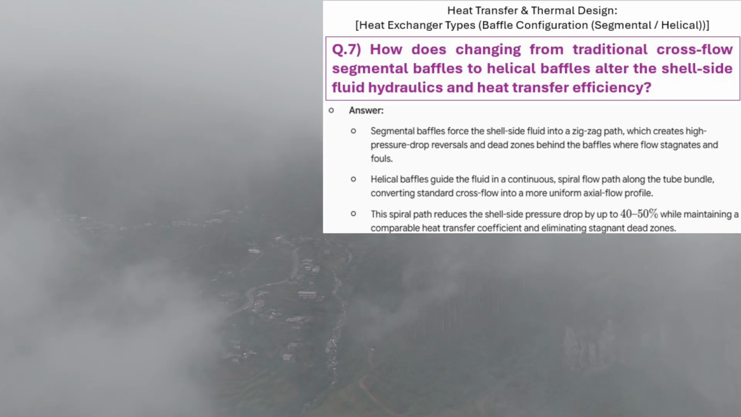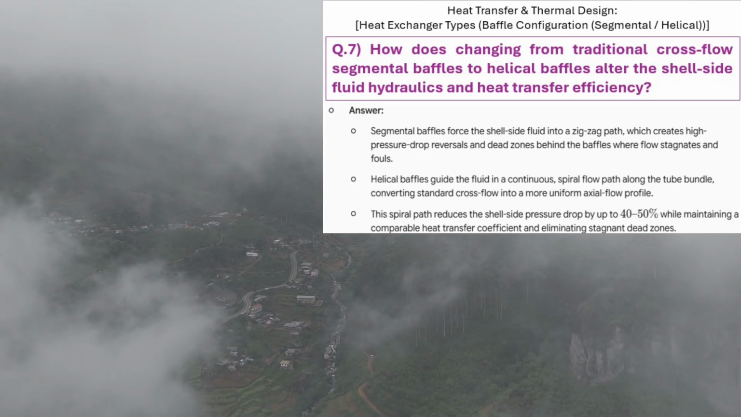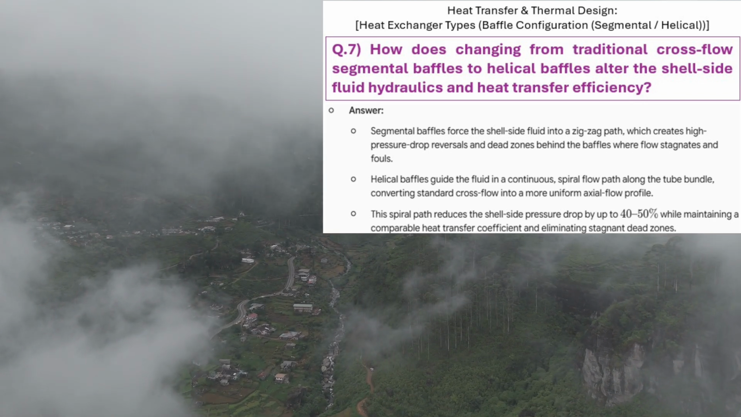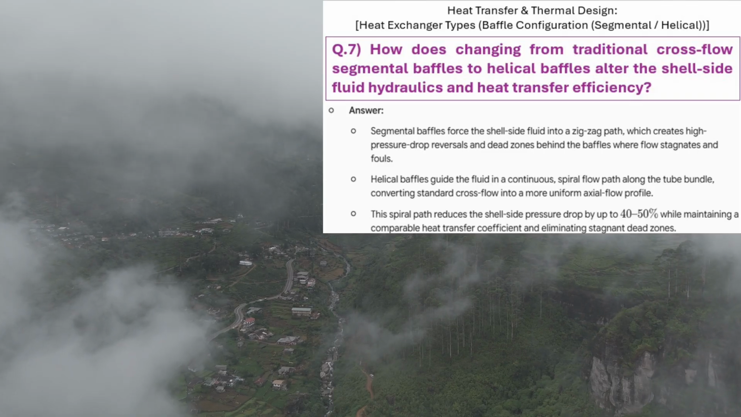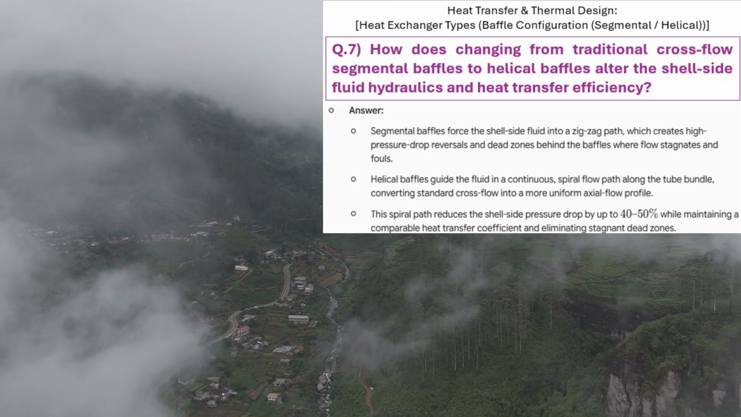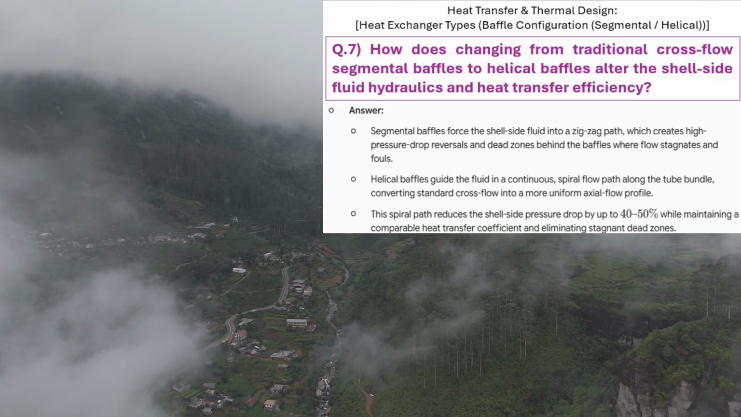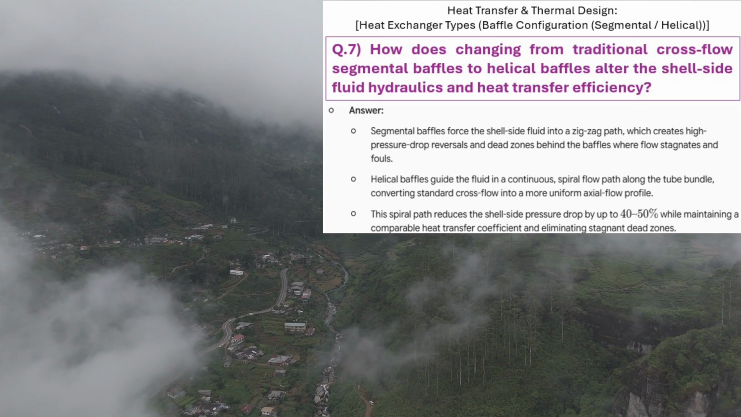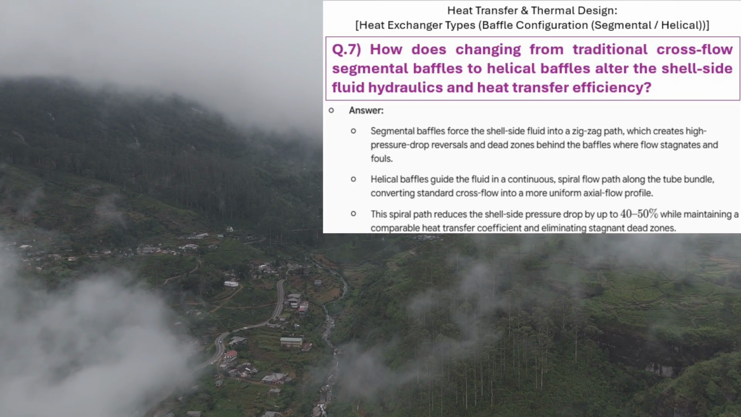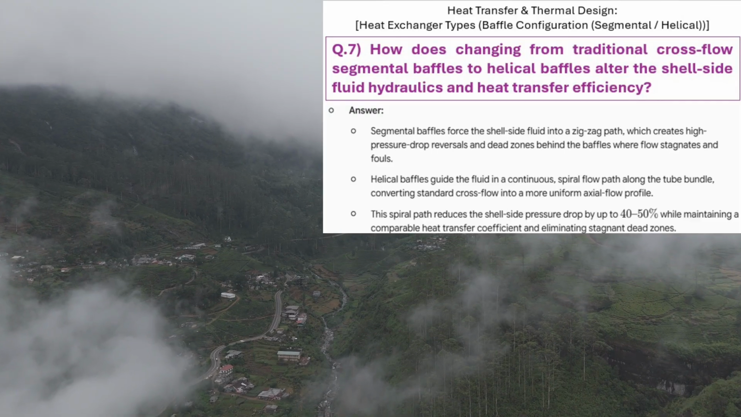The trap is procurement assuming segmental baffles are always the correct choice, simply because they have a lower initial fabrication cost. But in a pressure drop limited system, like a vacuum distillation column overhead, the high pressure drop of segmental baffles severely penalizes the downstream vacuum ejector. It raises the flash zone pressure and bottlenecks the valuable gas oil yield. Saving 50 grand on a bundle costs millions in lost yield.